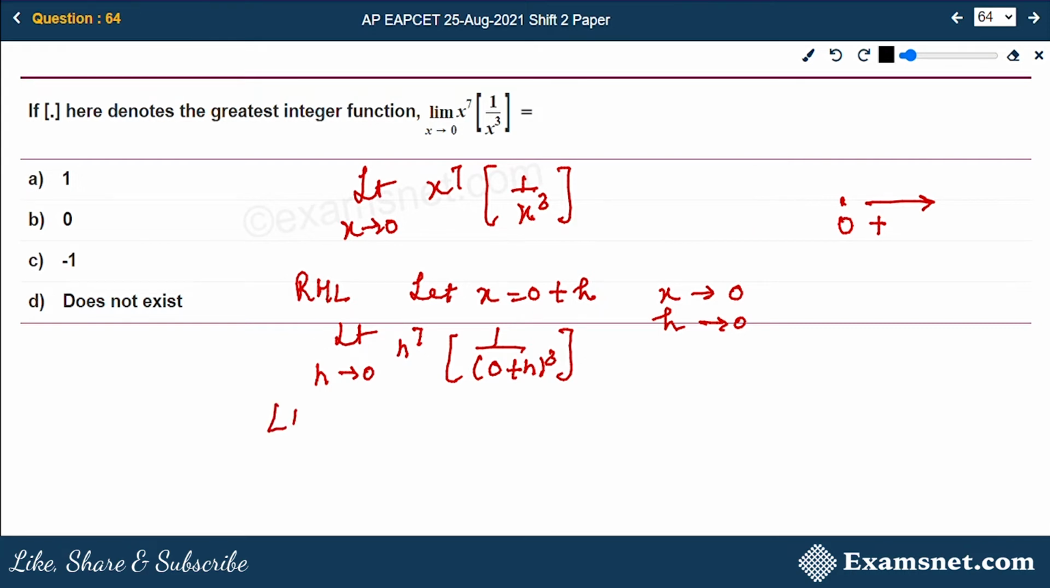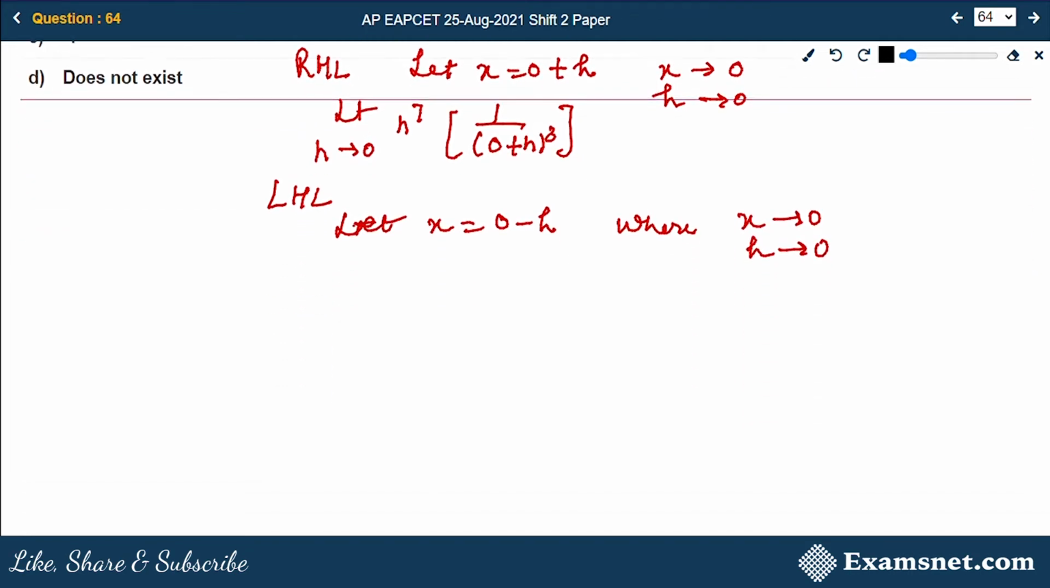Similarly, the left hand limit will be when it moves towards the negative side. So when it moves on the negative side, let x be equal to 0 minus h, where when x approaches 0, h approaches 0.